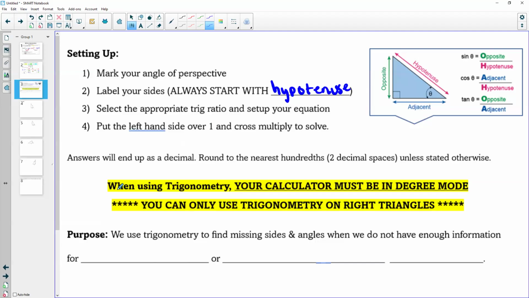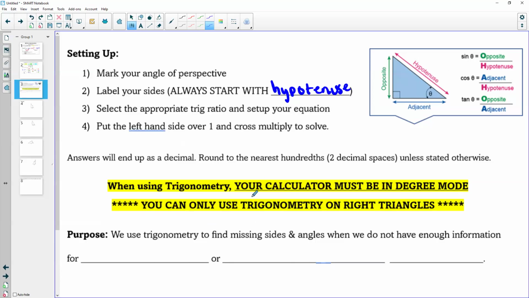Now, here comes probably one of the most important parts of the notes whenever we're using trigonometry. What we're looking at is the part highlighted in yellow. When you're using trigonometry, your calculator must be in degree mode. So please keep in mind that not only do we have to be in degree mode when doing trigonometry, but you can only use trigonometry on right triangles. So this only works if you're looking at a right triangle. That's the only time that you can use trigonometry.